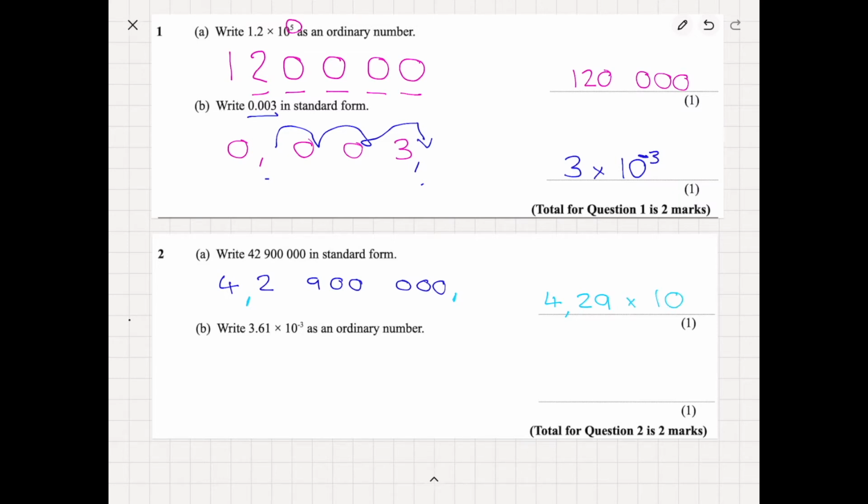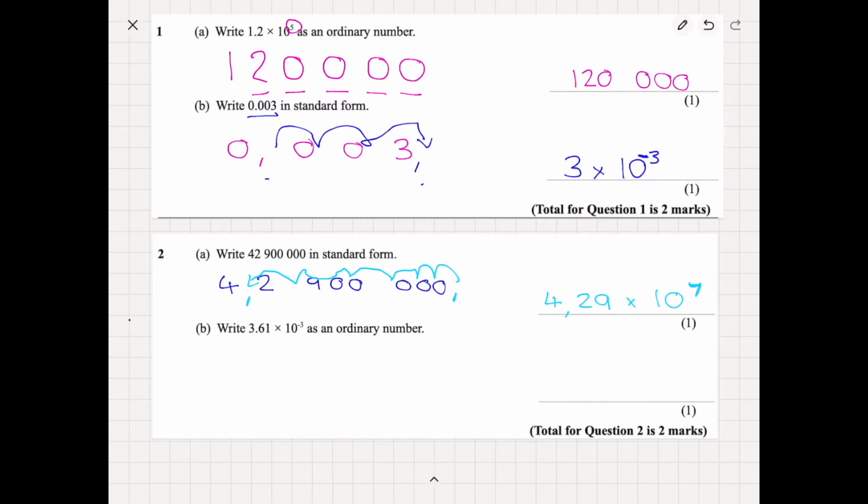Second part here is just how many jumps have we gone? 1, 2, 3, 4, 5, 6, 7. So we've done 7 jumps. So 4.29 times 10 to the power of 7.